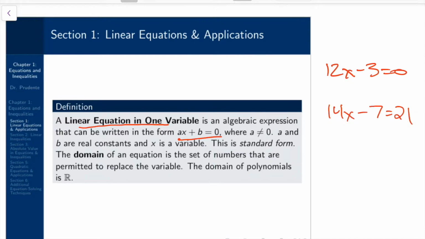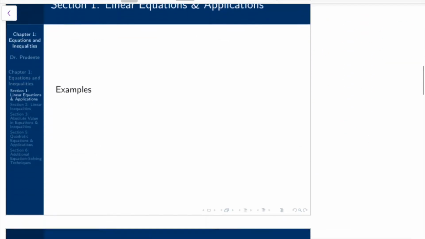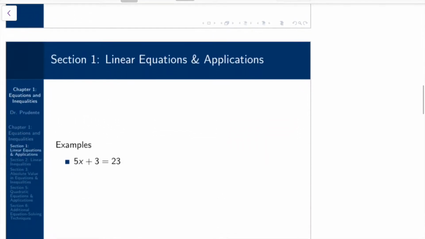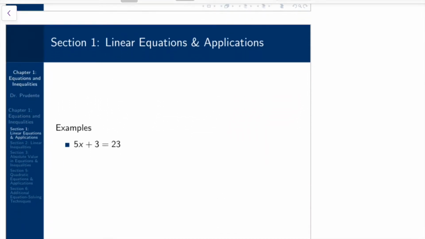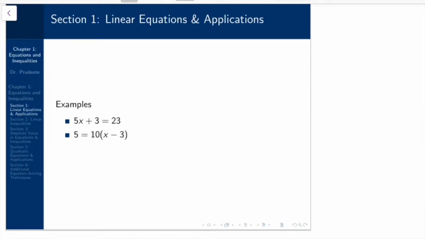Right? They don't always necessarily have to be 0, but anytime we deal with something like a linear equation, we need an x to the first term, or really we just think about it as an x term, right? So again, just some more examples. 5x plus 3 is equal to 23, or something like this, right? That may be a little bit more complicated, like 5 is equal to 10 times the quantity x minus 3. Right? So these are just some examples of linear equations.